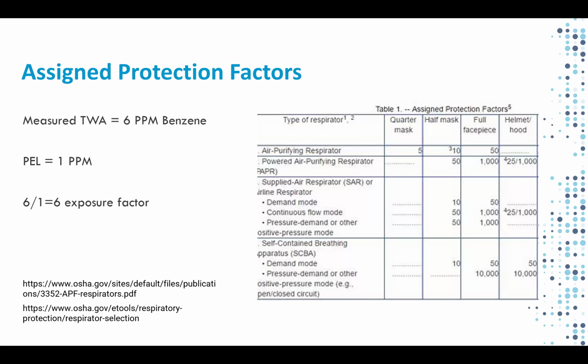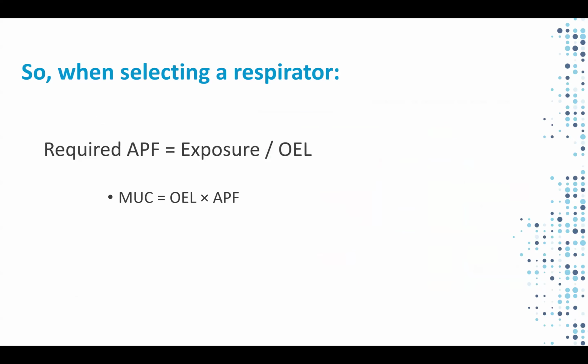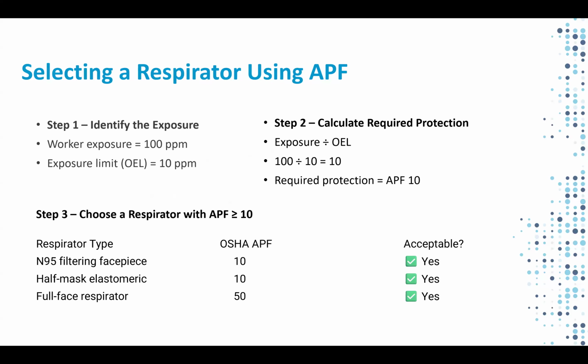I just want to emphasize this a little bit more because it does get a little bit confusing. So your required assigned protection factor, you're taking the actual exposure that you measure and you're putting it over your occupational exposure limit. Another area where these values come into play is your maximum use concentration. So this is going to be the maximum amount of some sort of hazard that you can be exposed to while wearing your respirator. And in that case, you're going to take that occupational exposure limit and multiply it by your assigned protection factor.